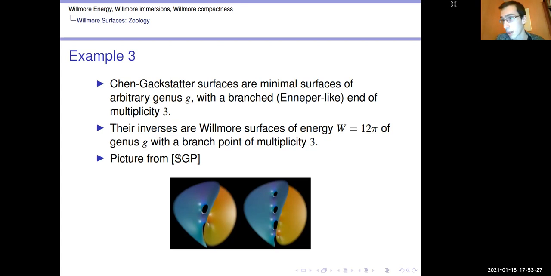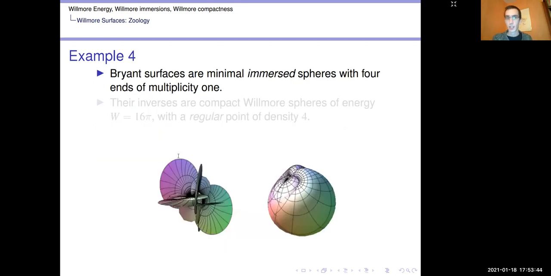Okay, so far I've shown you a singular case, the catenoid, and two branch cases with variety in the genus. But do I only have branch cases? Can I not find an immersed minimal surface? Well, of course we can. And it is in fact the Bryant surface, which is a family of immersed minimal spheres with four simple planar ends. So this means that there are four sheets going to infinity.